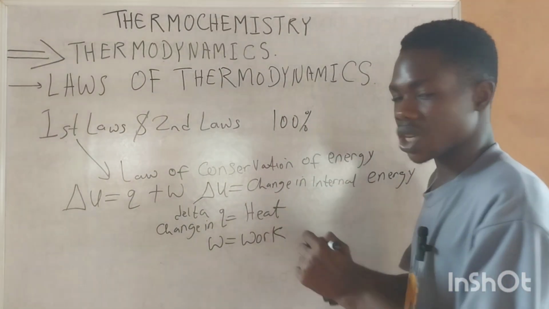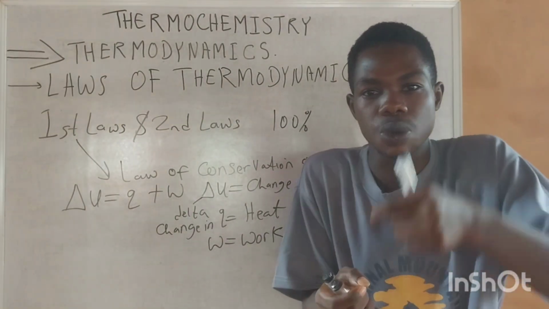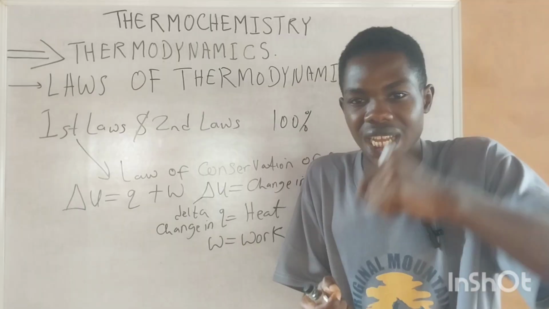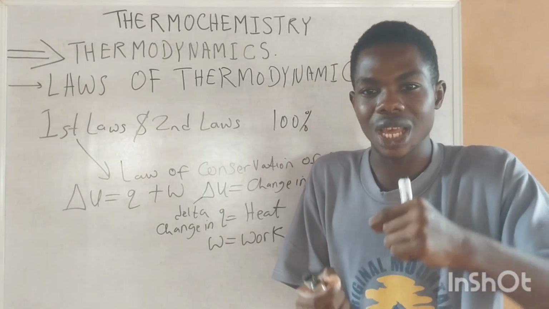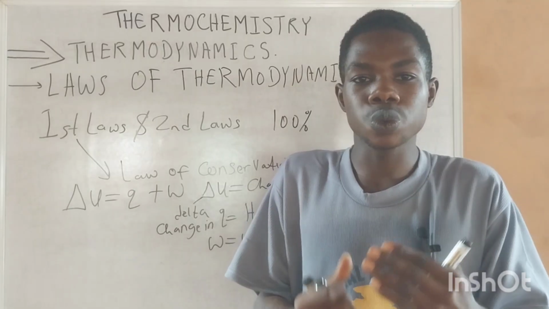So that's what that law is just talking about. That the energy cannot be 100%. There will always be a decrease in the amount of useful energy. So please take note of this. So from here, we have come to the end of today's lesson.